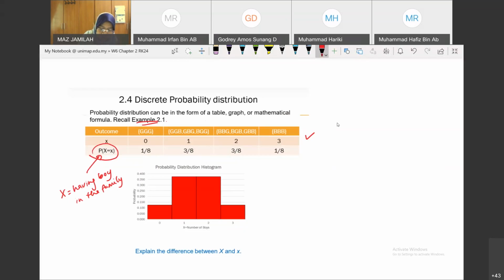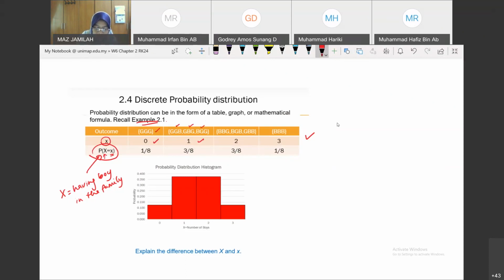In this case, we have 3 girls, so no boy, so x is equal to 0. This small x refers to the value taken by the random variable here. From the combinations, first child, second child, third child, we can see there will be one boy in the family with the probability of 3/8.